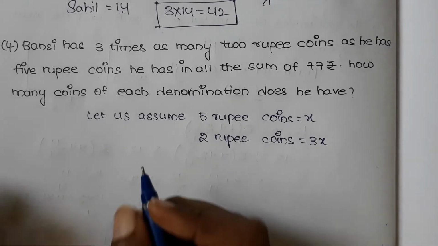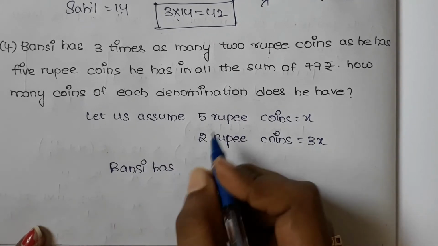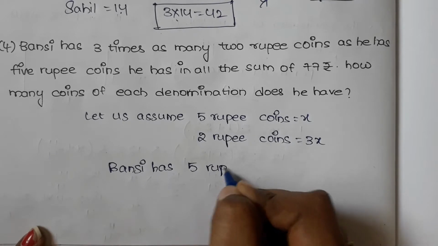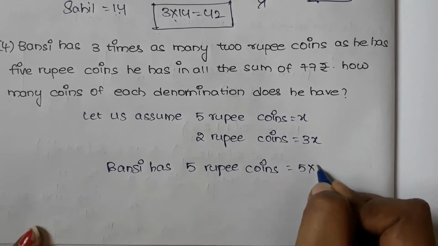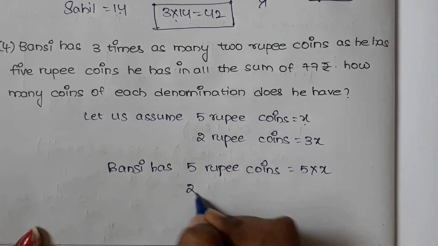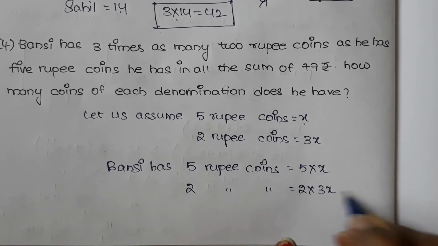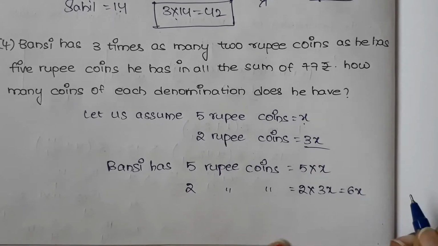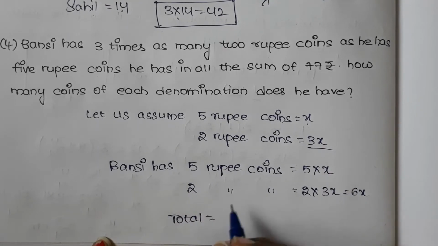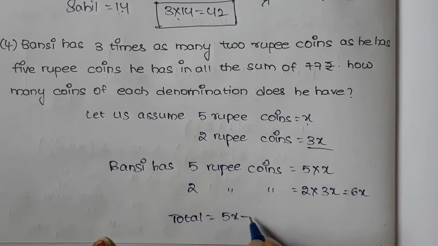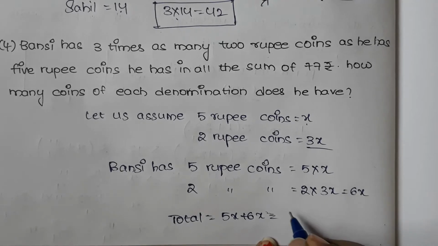and the amount that Bansi has: 5 rupee coins equals 5 into x, and 2 rupee coins, 2 into 3x, that equals 6x, and the total amount he has is the sum of both, that is 5x plus 6x, that equals 11x.